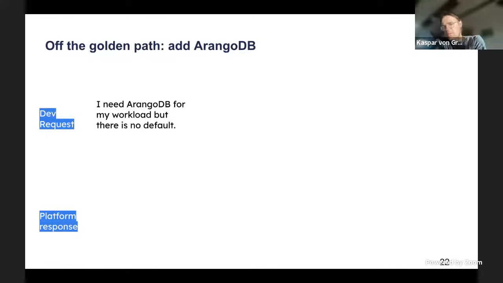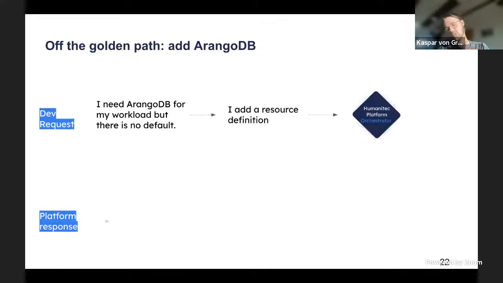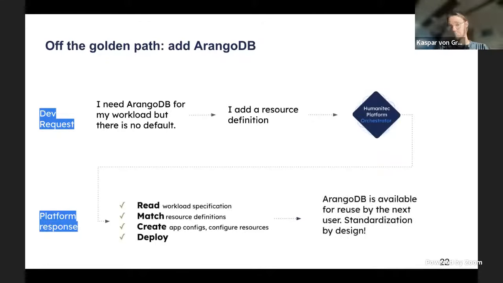One example would be the developer says, I need a RangoDB. And a RangoDB is something that you never need until you need it. And then if there's no default, they're literally sending the Score file or doing it in the UI and saying, I need a RangoDB. And then the system says, that's good for you, but I have no idea what a RangoDB is. And then you can add a resource definition, hit the orchestrator, read, match, create, deploy. A RangoDB is there. And if the matching criteria are done, and the user has the role-based access control, right?